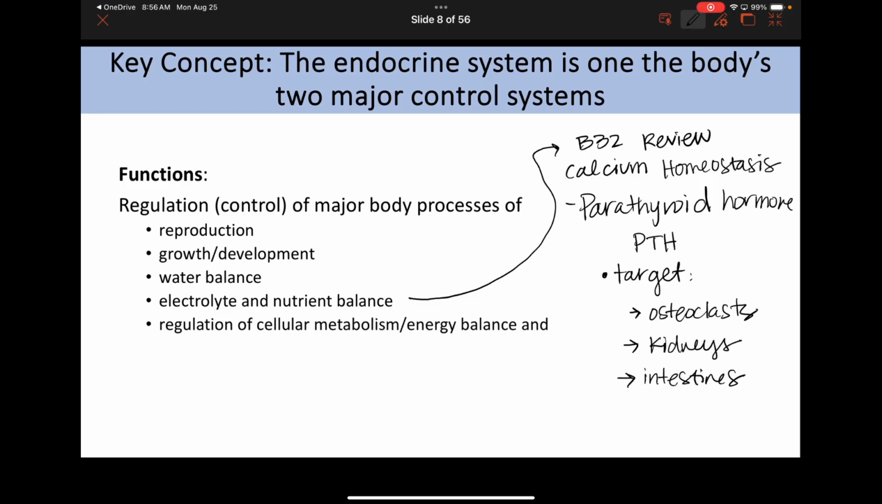So we are also going to, with the endocrine system, regulate cellular metabolism and energy balance. So we'll talk about the role of thyroid hormone. And then mobilization of body defenses. We'll talk about this in more detail with the immune system, but there is our thymus gland and a hormone called thymosin that's going to help with body defenses as well. Questions about the functions of the endocrine system? Okay.